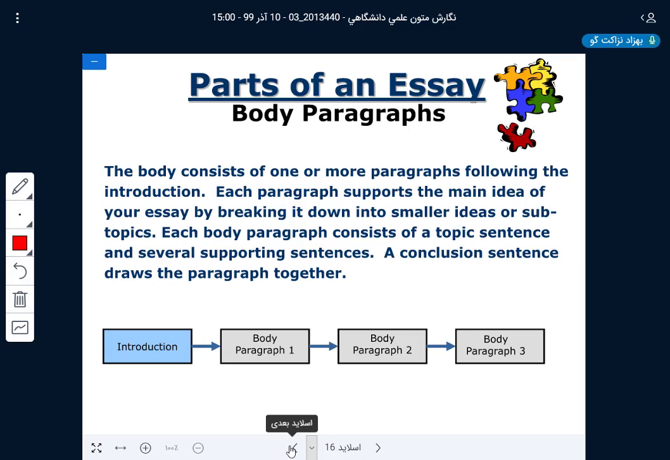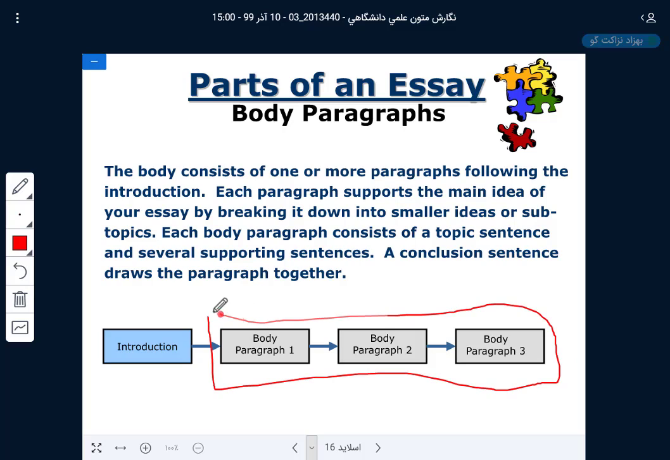Let's see what the different parts of an essay are. Part 2, body paragraphs. I mean these three. These are the body paragraphs. I told you in academic writing we expect to see a five-paragraph essay, which requires three body paragraphs. But if it is more than five, again it is possible. Okay, so let's see how it is possible.